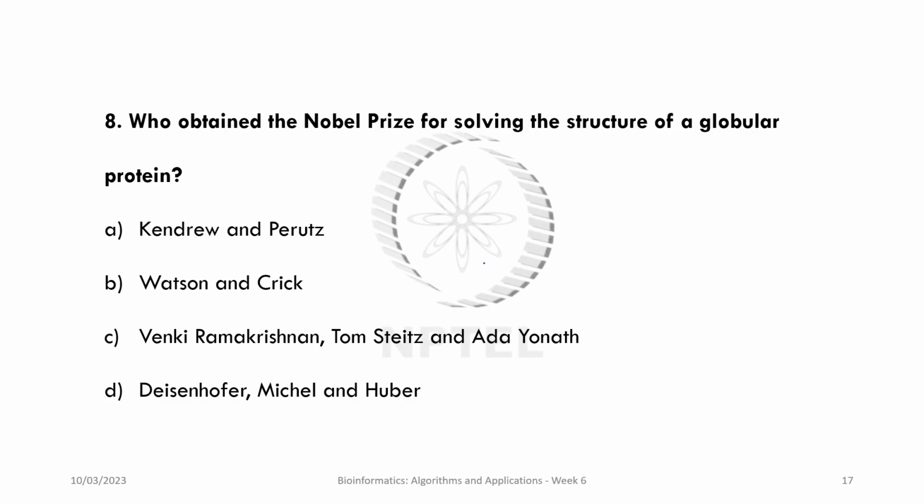Who obtained the Nobel Prize for solving the structure of a globular protein? Was it Kendrew and Perutz? Option B, Watson and Crick. Option C, Venki Ramakrishnan, Tom Steitz, and Ada Yonath. Option D, Deisenhofer, Michel and Huber.